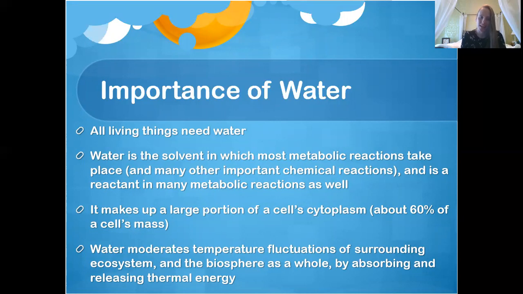Most of your cell's cytoplasm is water, so that molecules can be transported through it more easily. It also helps to reduce temperature fluctuations in different ecosystems. Ecosystems that are closer to large bodies of water don't have as extreme temperature shifts, both in the winter and in the summer, because water doesn't heat up or cool down as quickly as the surrounding air.